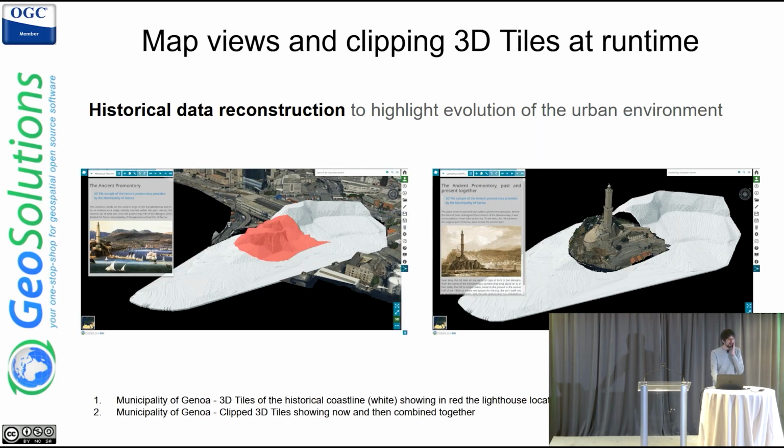Here is an example of how they used it. This is Genoa city. They reconstructed the coastline. The white coastline side is 3D tiles of historical data. They wanted to see the location where the lighthouse of the city was before. So one of the tools that they used was the map views plus the clipping functionality that we implemented on top of the Cesium API inside MapStore.